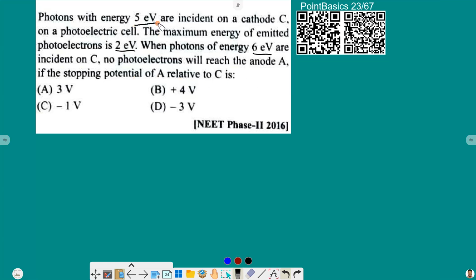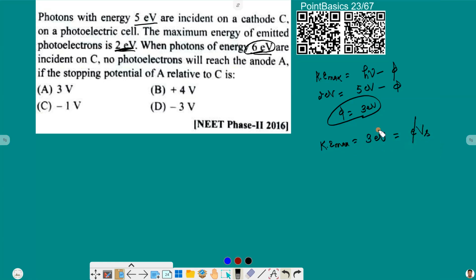Now initially photon energy is 5 electron volt, and the maximum energy of the electron is 2 electron volt. So we can write that Ke max is equal to h nu minus phi. Now Ke max is 2 electron volt and h nu is 5 electron volt minus phi. So from this phi is 3 electron volt, means work function is 3 electron volt. Now when photons have energy 6 electron volt, then their maximum kinetic energy will be 6 minus 3, that will be 3 electron volt, and that should be equal to e times the stopping potential. So e gets cancelled and stopping potential is 3 volt here.